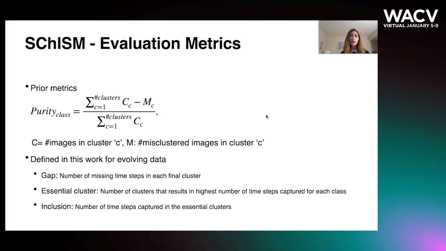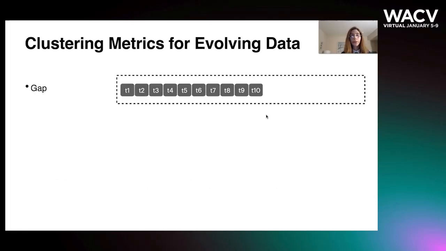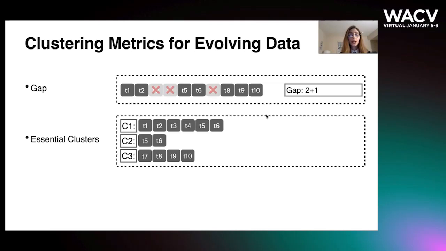In order to evaluate our method, we use purity. We also define 3 new metrics that are suitable for evolving data, namely gap, essential cluster, and inclusion. Gap is defined as the number of missing time steps for a given class. In this case, it's 3.